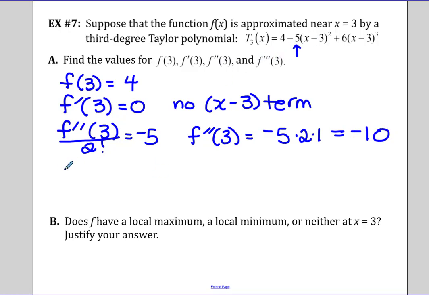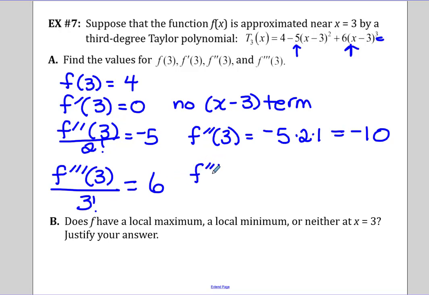And then lastly, our third derivative at 3 would be from this term. That would have to be 6, and f triple prime of 3 over 3 factorial would be our term, and 6 would be the value, so f triple prime of 3 would be 6 times 3 factorial, which is 3 times 2 times 1, so our third derivative at 3 would be 36.